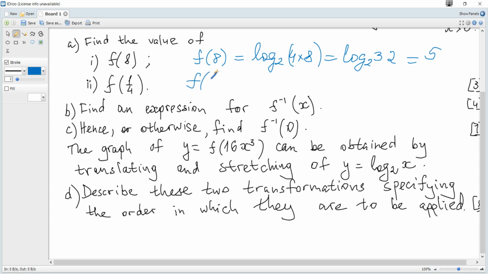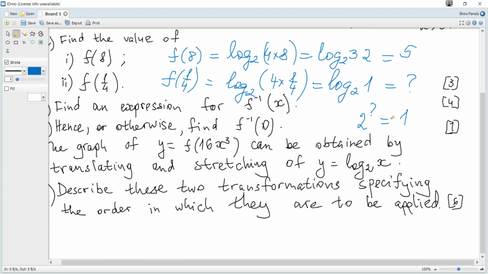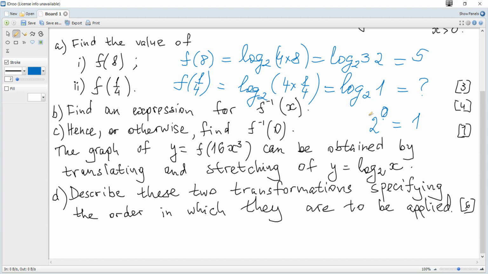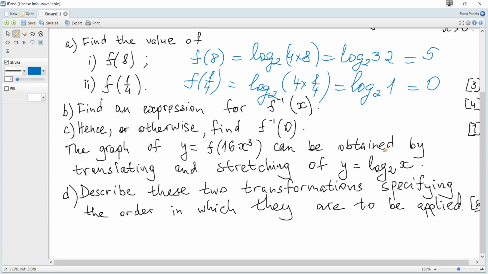And f of 1 over 4, substituting 1 over 4 for x into f, it becomes log to the base 2 of 4 times 1 over 4, which is equal to log to the base 2 of 1, which is equal to something, so that 2 to what power is equal to 1? Any number to the power of 0 is equal to 1, so it's 0. And log, it doesn't matter what the base is, log of 1 is always 0.